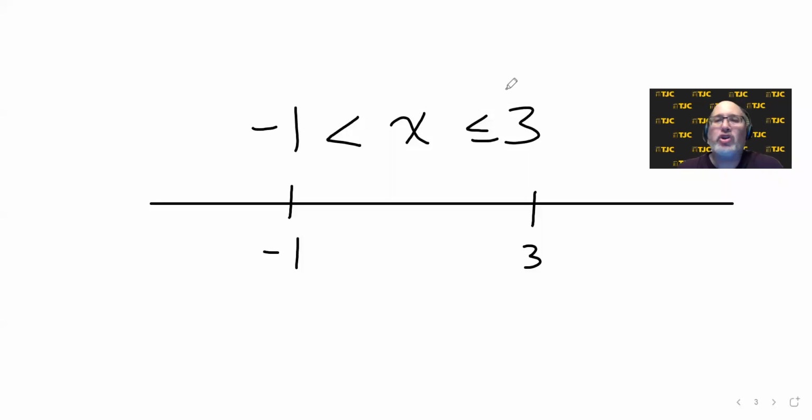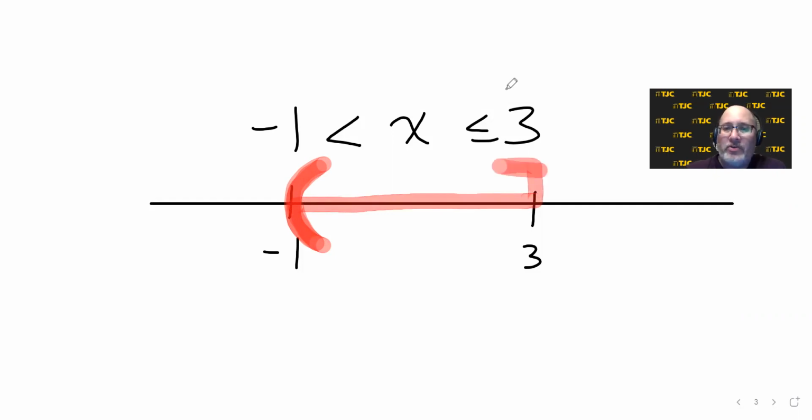Now, we still use the same protocol for brackets and parentheses. Because it says -1 is less than x, as opposed to less than or equal to, we would use a curved parentheses on the -1. Then we would shade over to the 3. And because it says x is less than or equal to 3, we would use a square bracket on the 3. So what's our interval? Well, from left to right, it is shaded from -1 to 3. So our interval is parentheses, -1, comma 3, bracket.